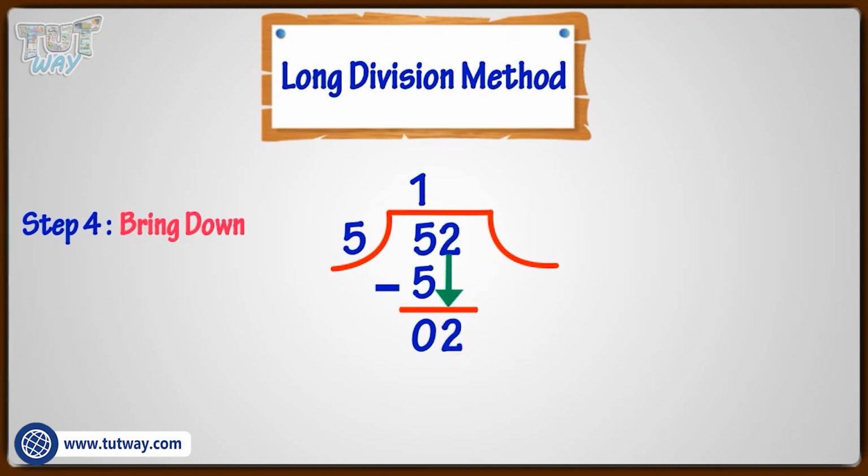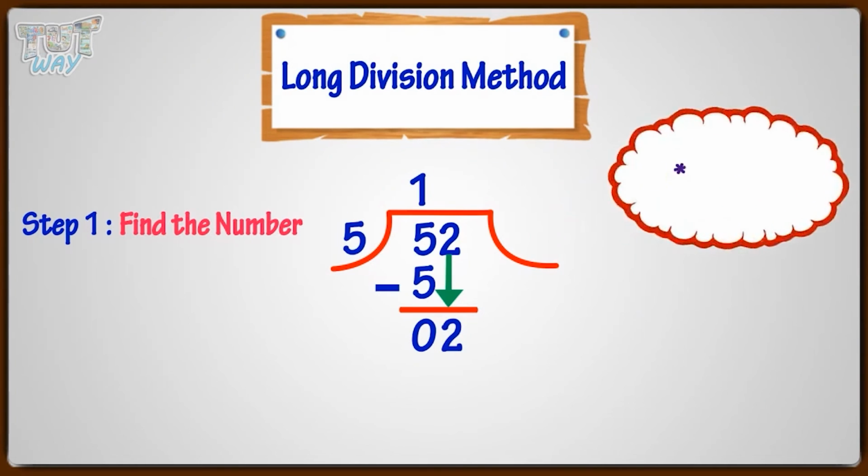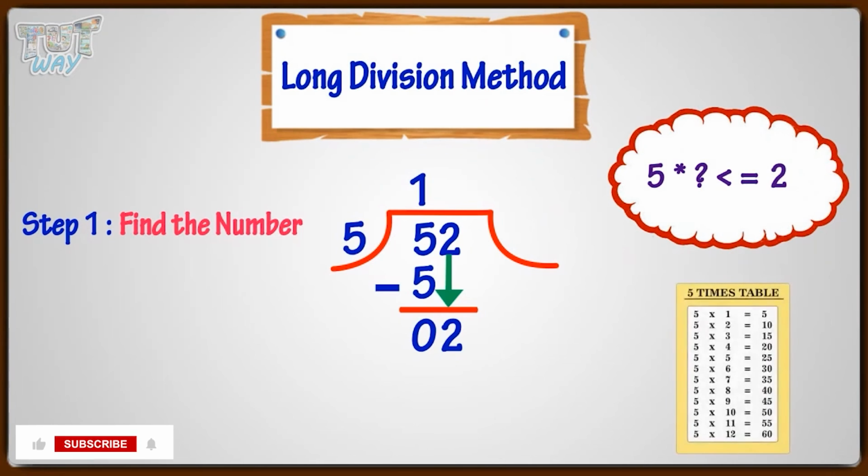Make an arrow and bring down the next number in the dividend. Now again, follow the steps. The first step is find the number. That is how many times the divisor can go into 2. Think this way. 5 multiplied by what gives us a number which is less than or equal to 2? 5 multiplied by 0 gives us 0. So 0 is the number we want. Write it in the quotient.